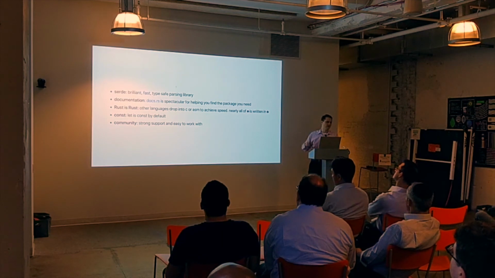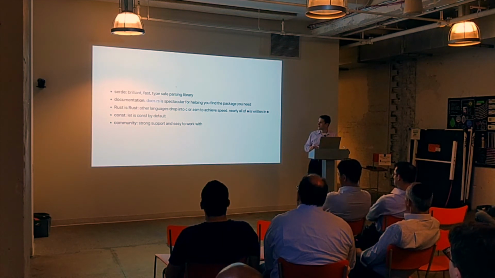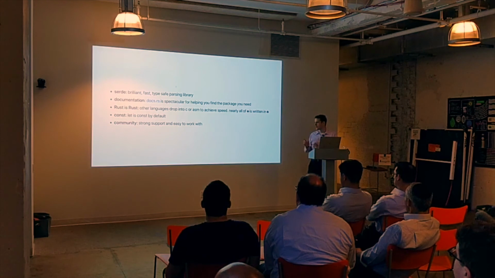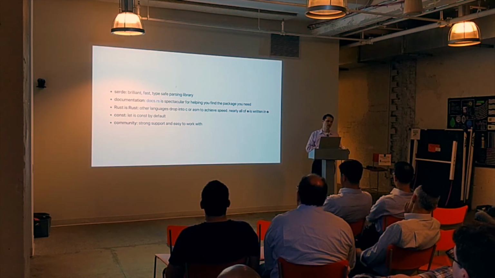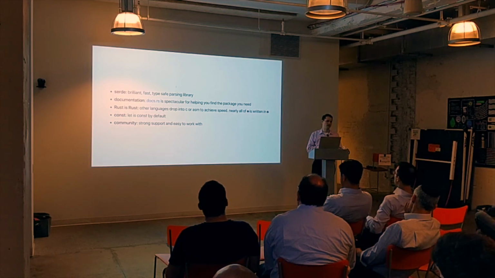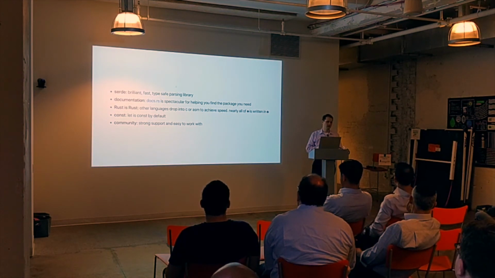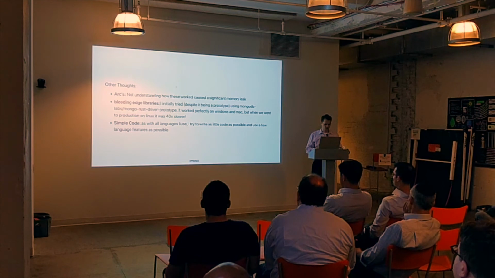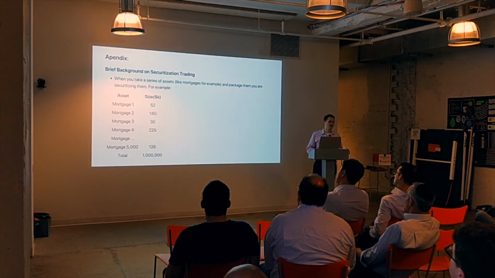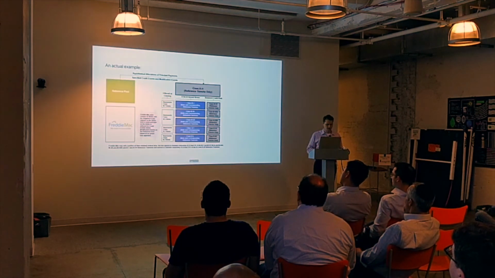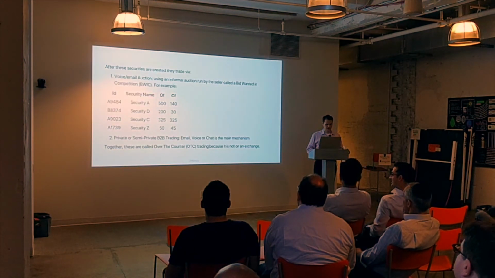I mentioned Serde. Serde is pretty incredible. Documentation's excellent. When you look at Rust, it's actually written in Rust. There's a lot of languages where that's not the case. Python has a lot of C and some other stuff. Go, I think I looked on GitHub, about 10% of Go is assembly. I mentioned some of the stuff that I had a little bit of trouble with. And I have it on the GitHub page as an appendix if you're interested in how securitization actually works.